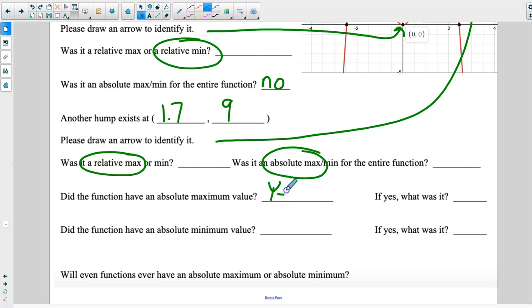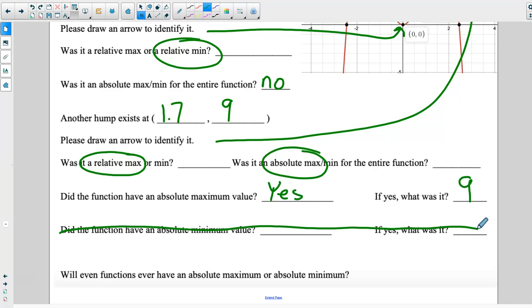Yes. Now what is it? 9. That's it. When it's talking about the max or when it's talking about the min, it is only talking about the y-coordinate. So it is talking about just 9. So it does not have an absolute min.